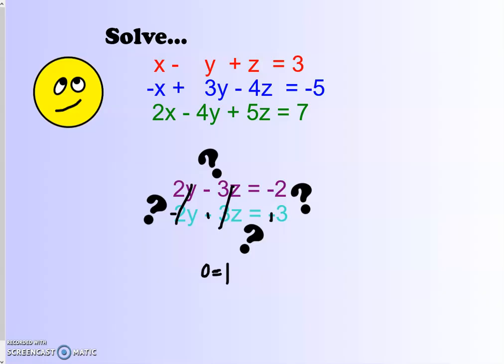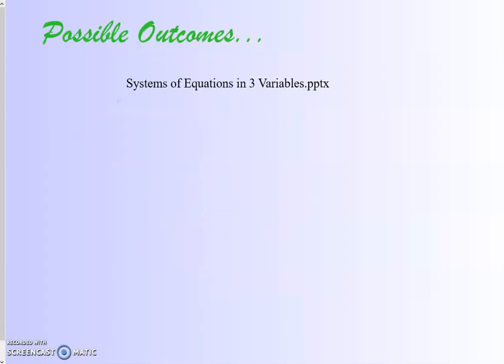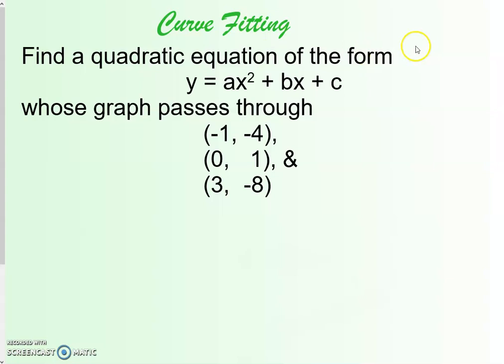So let's step up our game here and take a look at some word problems. So let's say that you have a quadratic equation, so a parabola, y equals something x squared plus something times x plus something. And I give you 3 points that this graph passes through. And I ask you to go ahead and come up with what A, B, and C are. I want you to find the equation that passes through these points, and it's a parabola.